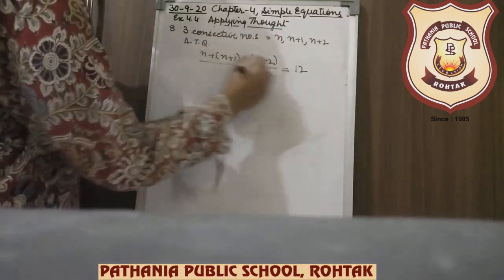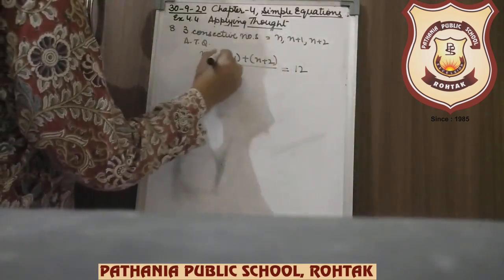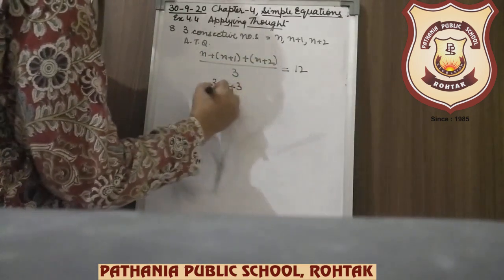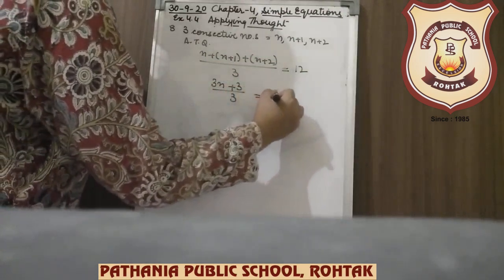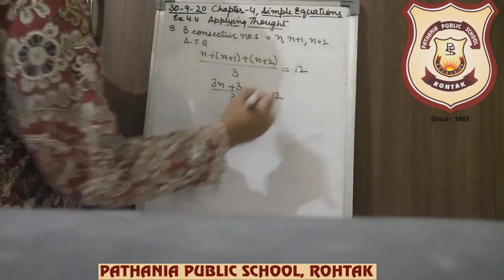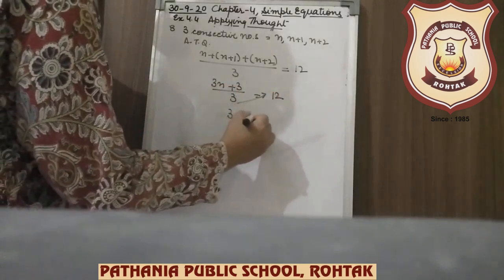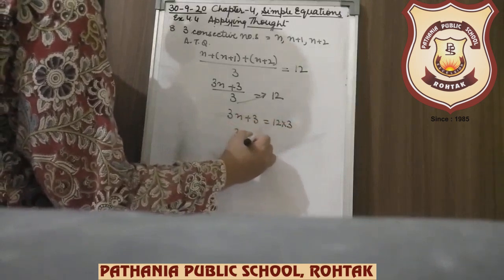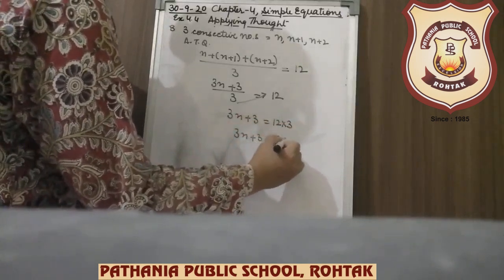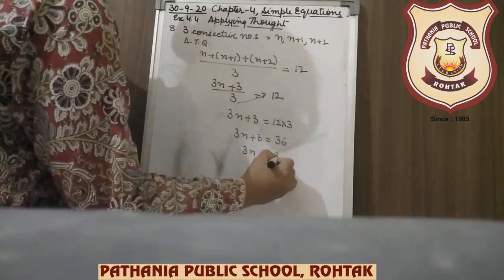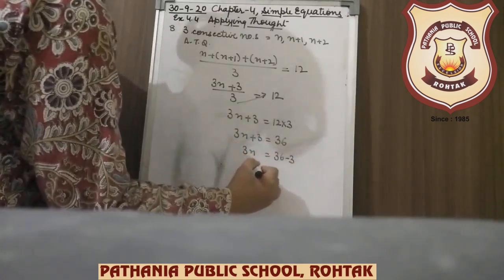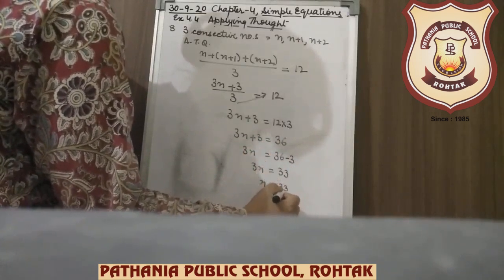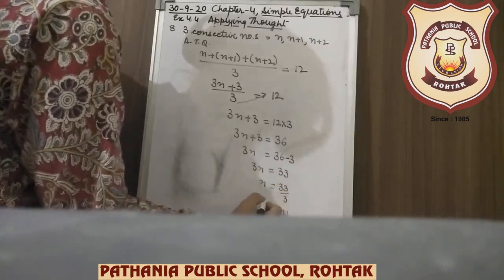Now simplify the numerator. n, 3n. And 1 plus 2, 3 upon 3 is equal to 12. This 3 will cross multiply. 3n plus 3 is equal to 12 into 3. So 3n plus 3 is equal to 36. 3n is equal to 36 minus 3. So 3n is equal to 33. n is equal to 33 upon 3, which is 11.